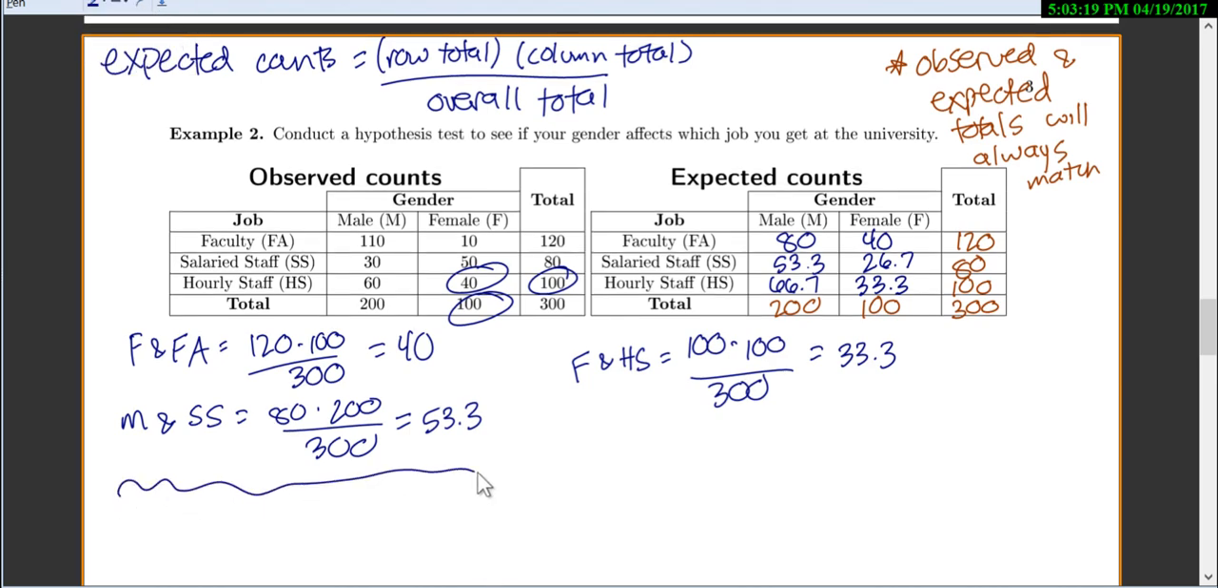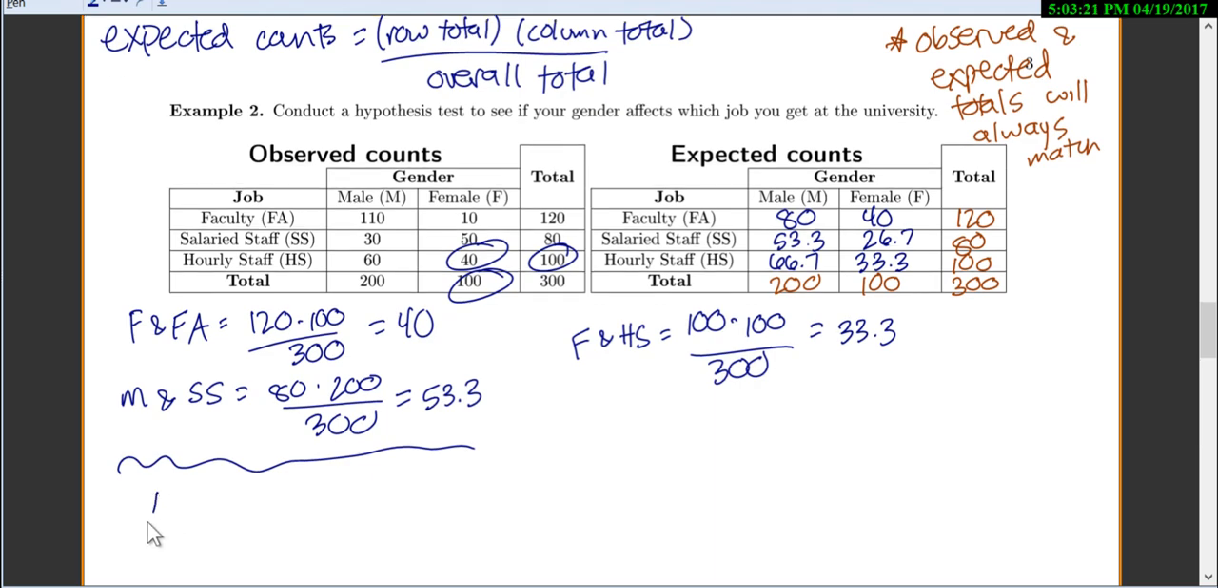Now that I've found all of my expected counts, we can actually start our test. So I'm going to choose alpha equals 0.01, just because I think it'd be pretty serious to accuse this university of bias if it's not actually true. So I'm going to set it pretty small. I don't want to accuse them of bias if it's not true.